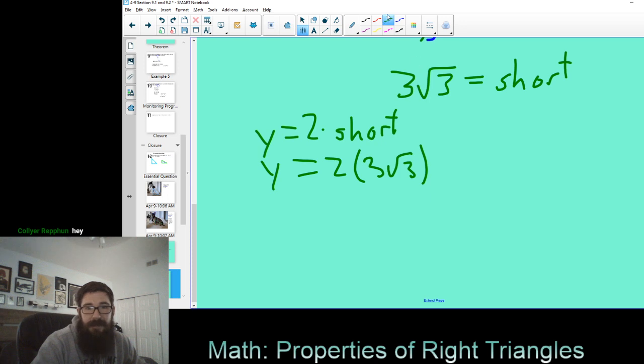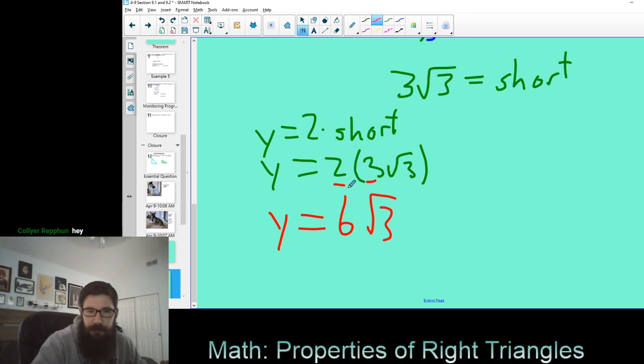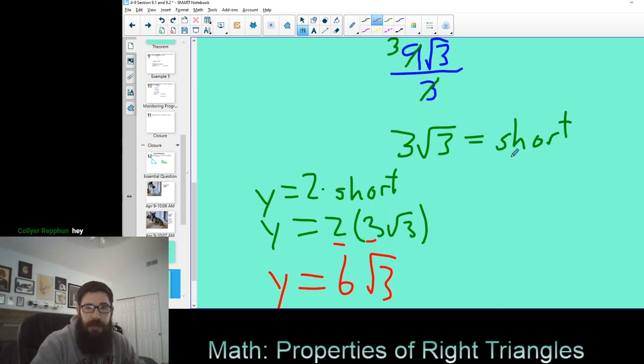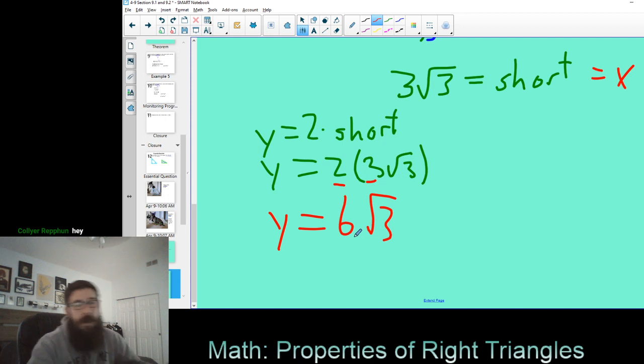I can multiply this 2 and this 3 together. That's going to give me 6, and then just square root 3. The 2 doesn't multiply into the square root 3 right here because they're all multiplied, so that would be like multiplying by 4 instead of 2. There's your answer. You've got your short leg, which was x. You've got your long leg, which is y. You might do a little bit of algebra with those pieces. We'll have plenty of practice in the homework for you.